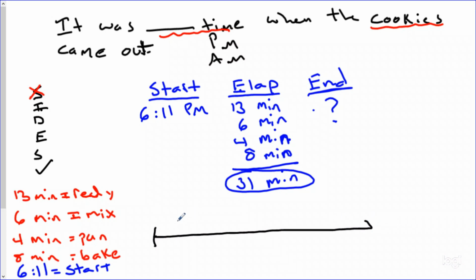And time is basically on a line, right? It's always continually going. And so what she taught me was draw your timeline, and we're going to use a strategy called mountains and hills. And so I'm starting at 6:11, okay? And my elapsed time, I'm going to show it on my timeline.